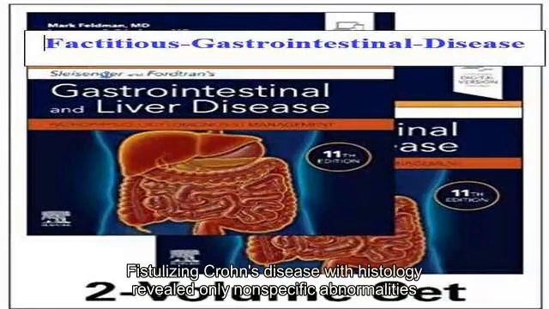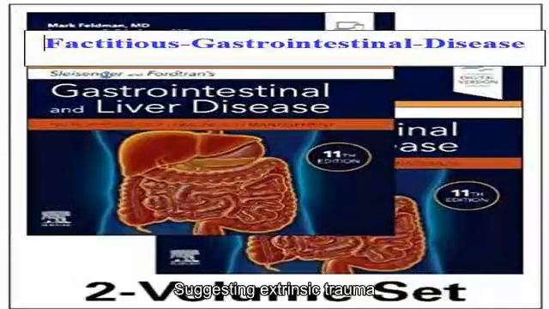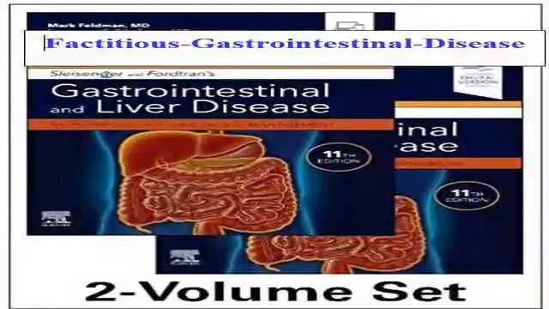Presentation and comments. Fistulizing Crohn disease, with histology revealing only nonspecific abnormalities, and inflammation more severe in the serosa than in the mucosa, suggesting extrinsic trauma. Bleeding stoma. The disease was caused by self-inflicted wounds using a needle inserted through the vagina, rectum, and stoma.